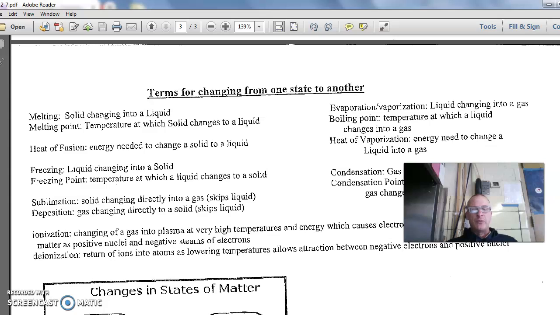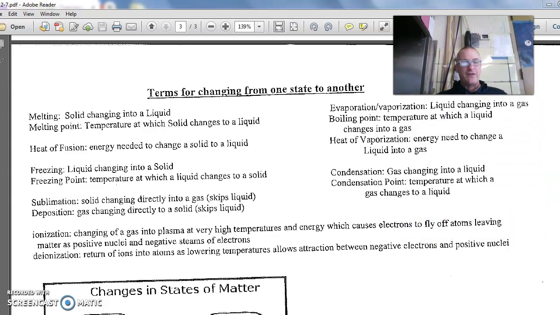So what are the terms? We've just gone over some of the terms of these phase changes. Melting is a solid changing into a liquid. The temperature at which a solid changes to a liquid is called the melting point. As we mentioned, the amount of energy that you need to add to a solid to get it to change to a liquid is called the heat of fusion. The heat of fusion is a physical property of the substance. Different substances have different amounts of heat you have to add to get them to change from a solid to a liquid. But again, that energy is called the heat of fusion.